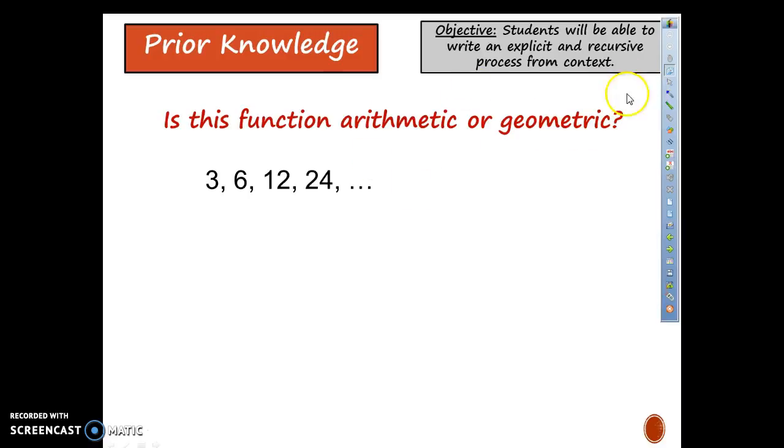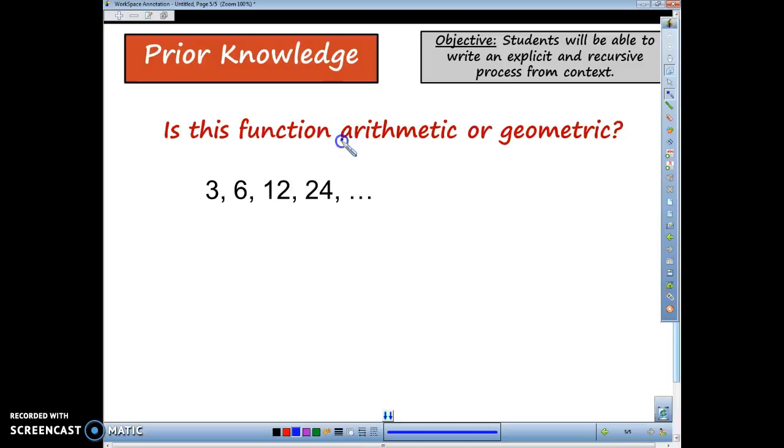For prior knowledge, we are given a sequence and we're asked, is the function arithmetic or geometric? Remember, if a sequence is arithmetic, it has a common difference, or a d value. Pretty much we are adding or subtracting. Now, a geometric sequence has a common ratio, and that's called an r value. So with an r value, we are multiplying or dividing.